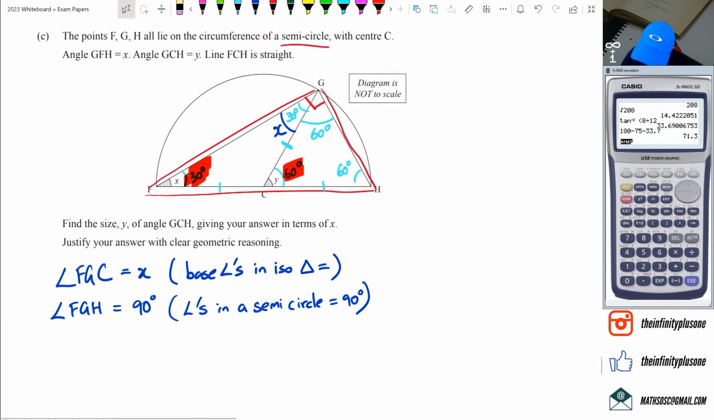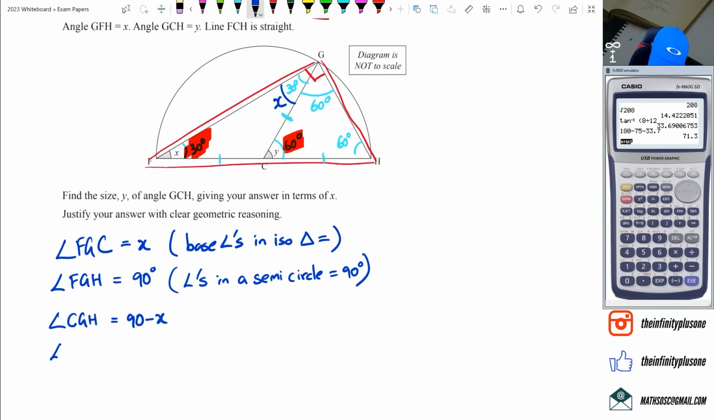So what I could do then is I could actually say angle CGH equals 90 minus x, which is that 60 degrees. And that's because, well, we've already done that, which we don't really need a reason for, because we already have shown that FGH is equal to 90 degrees.